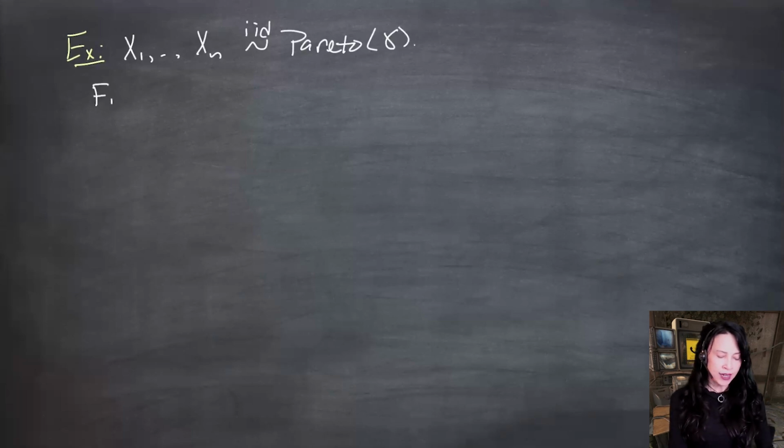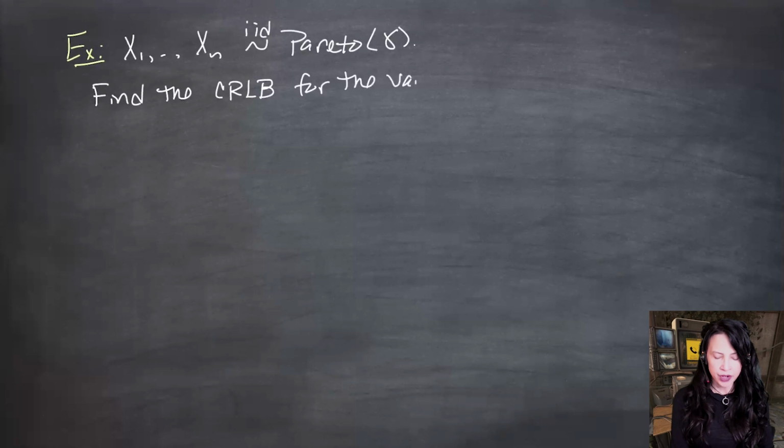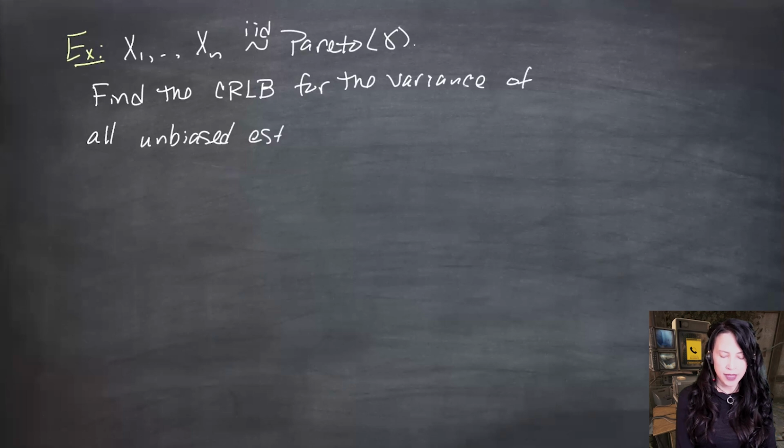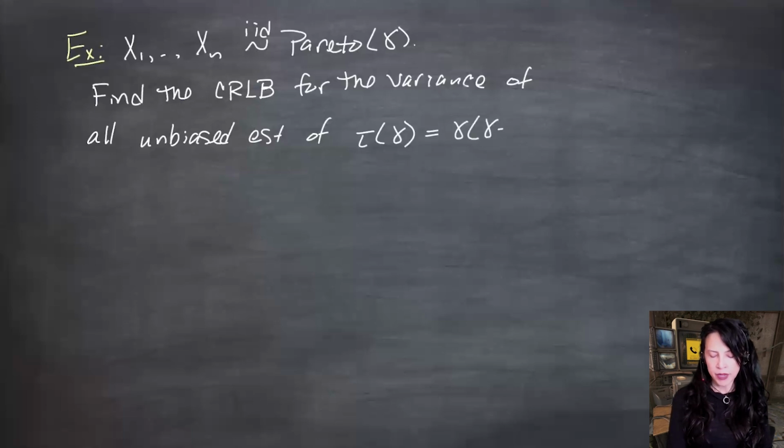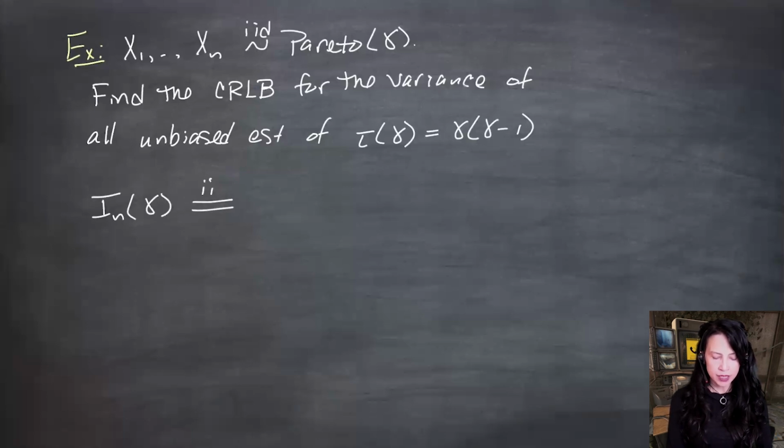And I want to find the Cramér-Rao lower bound for the variance of all unbiased estimators of the gamma parameter, or just to make this slightly more interesting, this function gamma minus 1. Let's do it. We want to find that Fisher information, the n-dimensional Fisher information as a function of little gamma. Because we're IID, this is n times the one-dimensional Fisher information, and let's work it out.